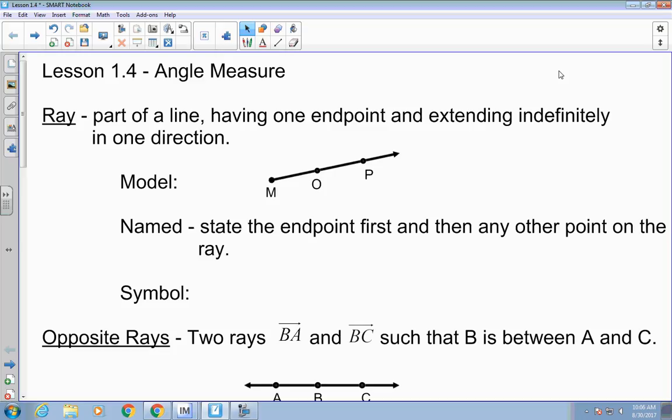When you name a ray, you always state the endpoint first. The order of the letters really matters when you name a ray. So this would be ray MO, and you put a little mini ray on top of it, or ray MP. But the M has to be the first letter, and then the second letter just has to lie on the ray somewhere. So that is how you name a ray.